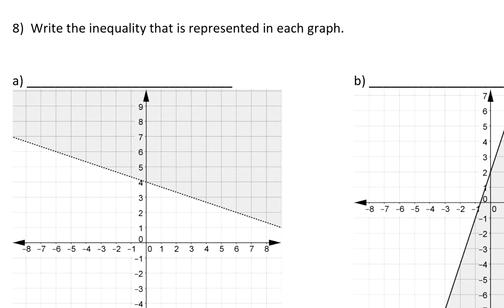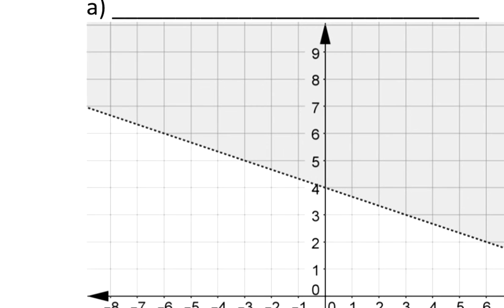Okay, so question 8 asks us to write the inequality that's represented in each graph. There's two of them, part A and B. Both of these have a boundary condition. It's kind of hard to see maybe on the screen, but if I zoom in, you can see the boundary condition for A is a dashed line.